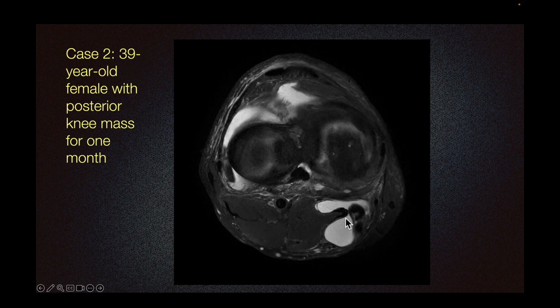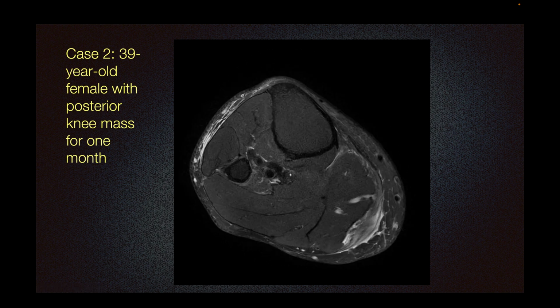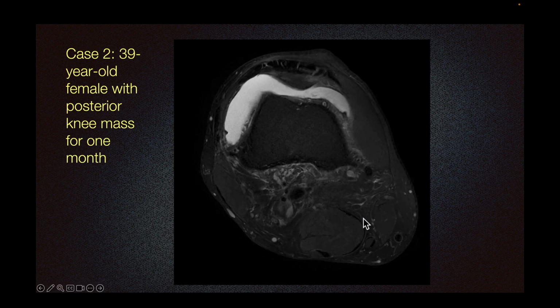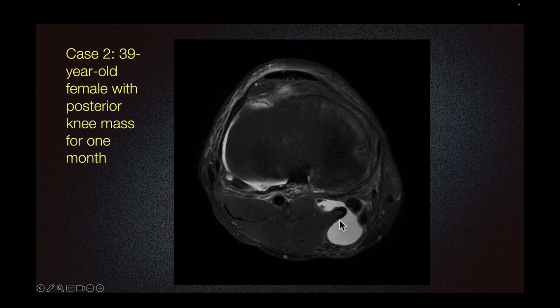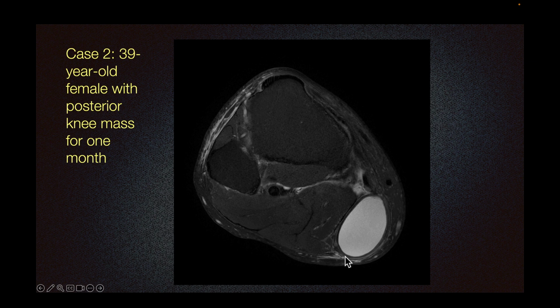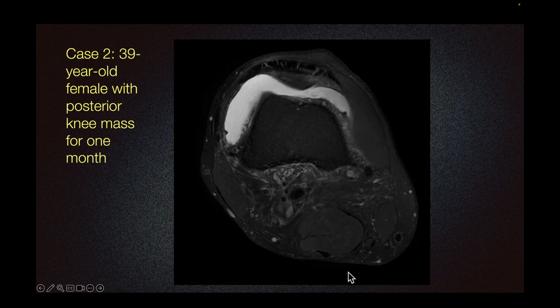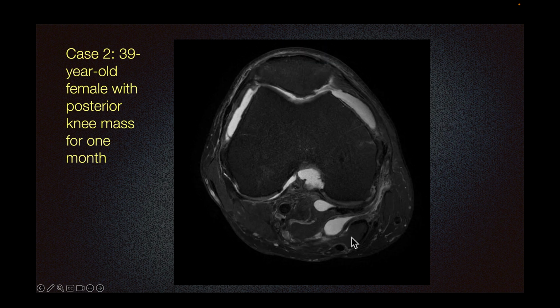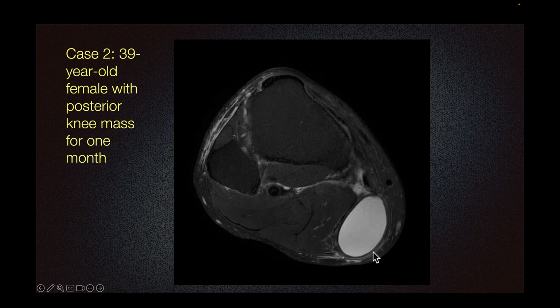I have one other case of a 39-year-old female with posterior knee mass for 1 month. And again, here we can see a cyst between the medial head of gastrocnemius and semimembranosus. As you go down, this is semimembranosus. This is medial head of gastroc, and we can see the cyst in between. And we also see edema around the cyst that indicates that this cyst has leaked or ruptured. One more time, semimembranosus, medial head of gastroc, and some edema around.